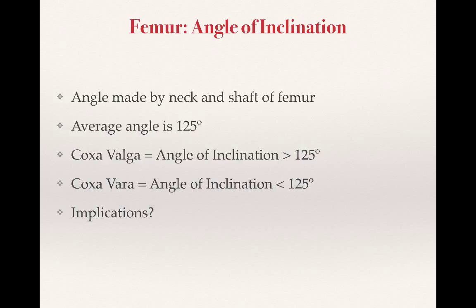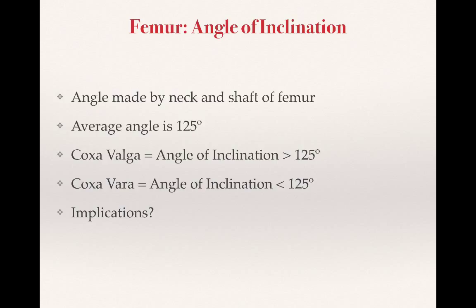And we'll talk about this as we move through the lab. We'll be able to get an idea of how this happens. Coxa valga is when you have an angle of inclination that is greater than 125 degrees. And coxa vara is when you have an angle of inclination that is less than 125 degrees.